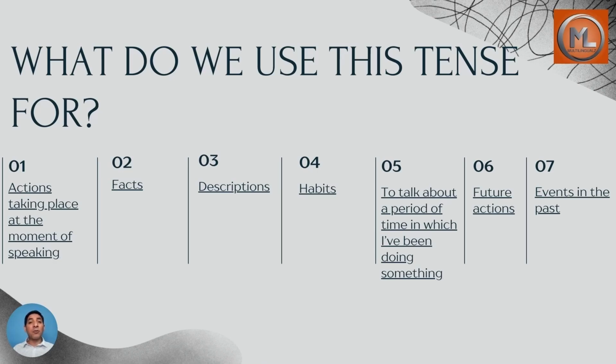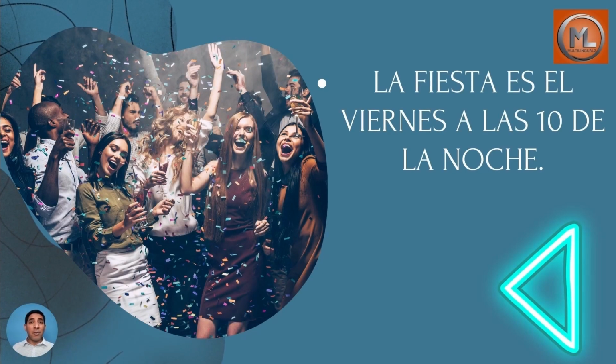Number 6 is for future actions. So instead of using a future tense, we can use the present tense in the modo indicativo. Let's see how. Now here the phrase makes reference to the future. It says, La fiesta es el viernes a las 10 de la noche. Literally, it means the party is Friday at 10 p.m. When we use the present tense like that, it can also make reference to the future.